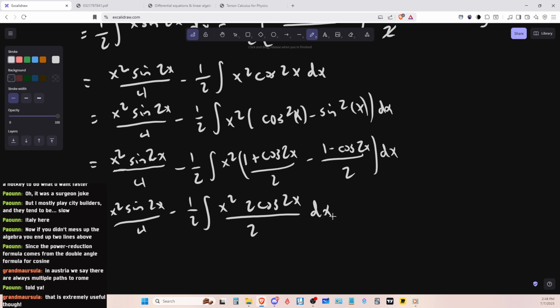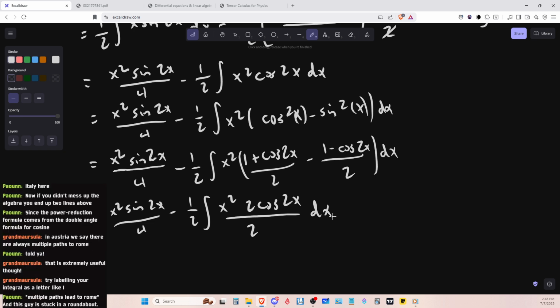In Austria, we say that there are always multiple paths to Rome. Yep. Try labeling your integrals as a letter, like I. Multiple paths lead to Rome, and this guy is stuck in a roundabout.